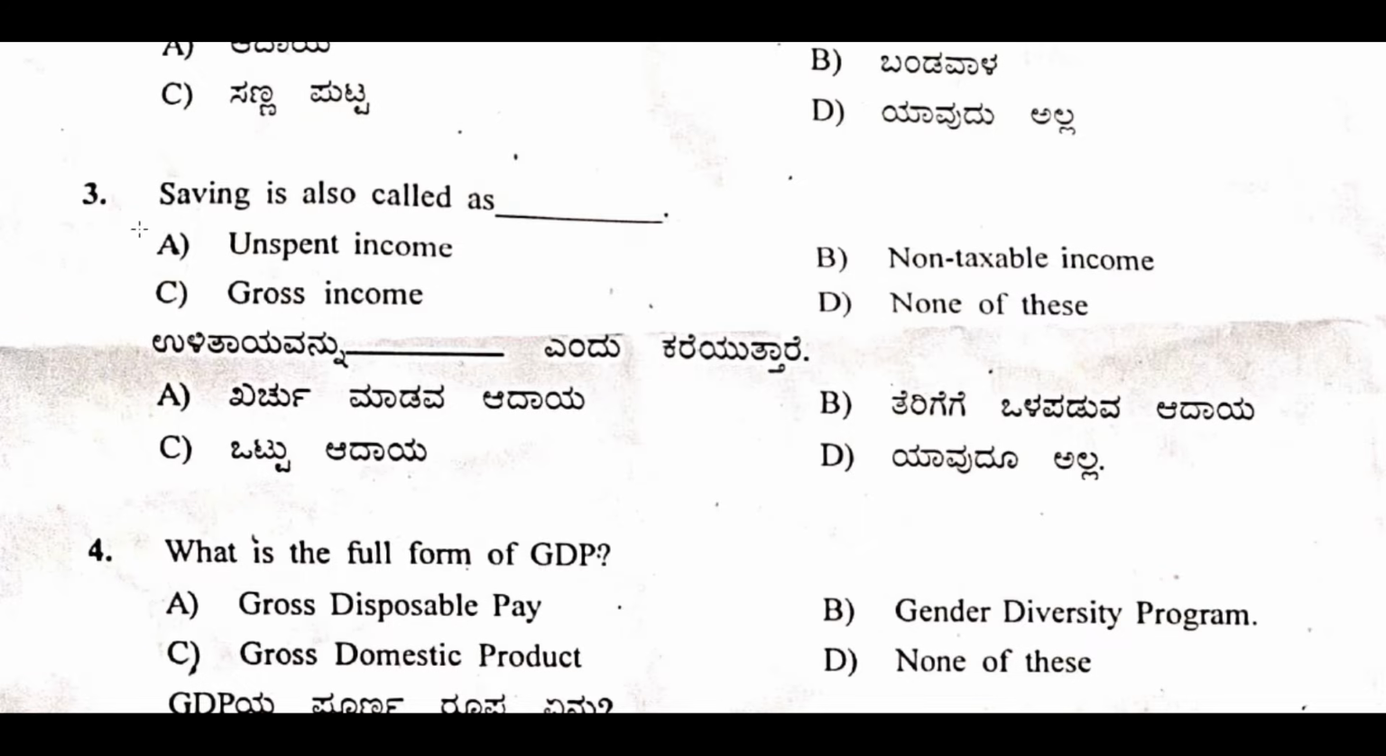So because saving represents an individual's unspent earnings, it is the amount that remains after meeting the household and other personal expenses over a given period. For example, on monthly basis, we spend household and personal expenses, and the remaining amount is called as savings. So unspent income is the right option, option A.